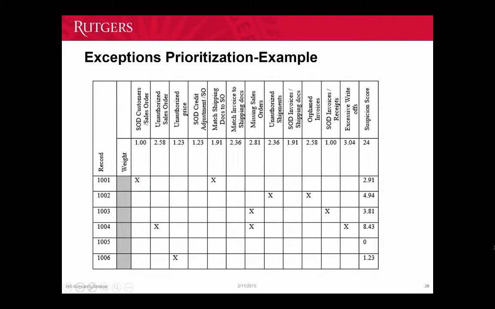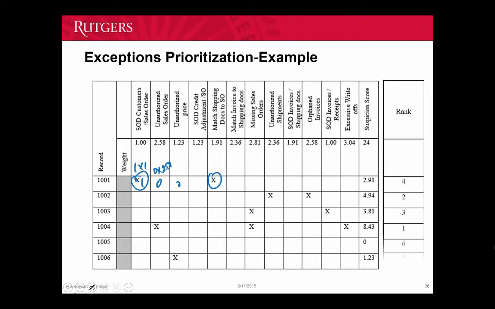So if this rule was violated, the suspicion score will include its weight. If this rule was violated, its weight will be added to the suspicion score. So it will be here basically 1 multiplied by 1, 0 multiplied by 2.58, etc. It will be simply ones and zeros.